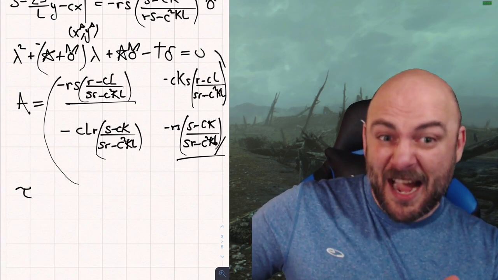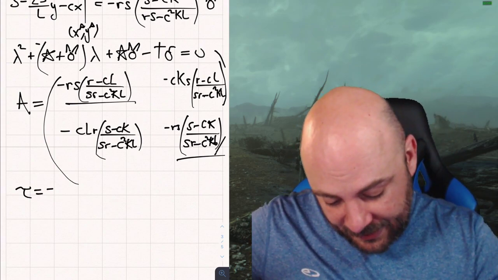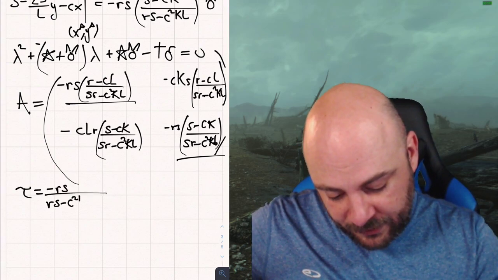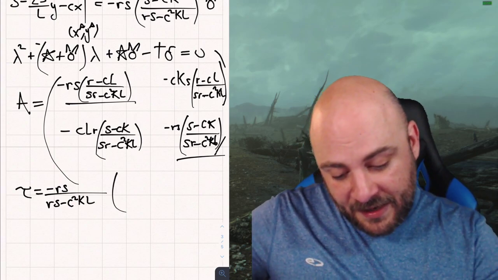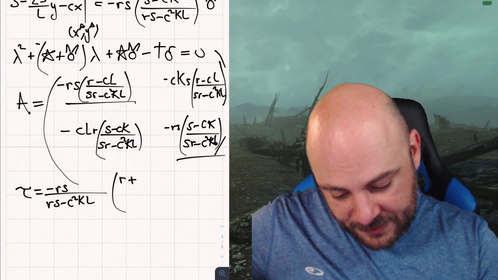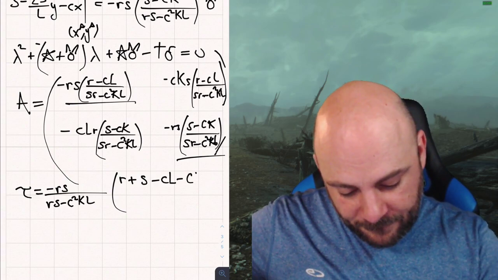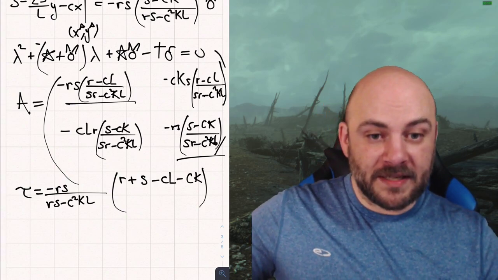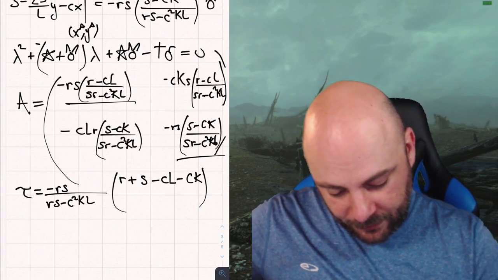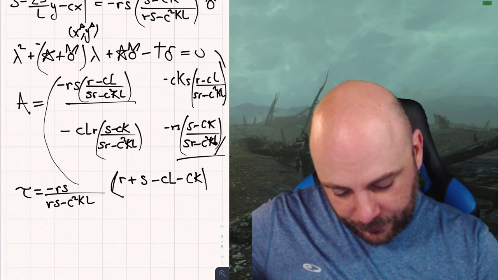I can factor that stuff out, all right? So my trace is going to be equivalent to the following. Negative RS divided by RS minus C squared KL, and then it's just the sum of those other two numerators. R plus S minus CL minus CK. That's my trace. All right. That seems a little bit easier to work with here. Let me go ahead and get rid of the bottoms of those things.